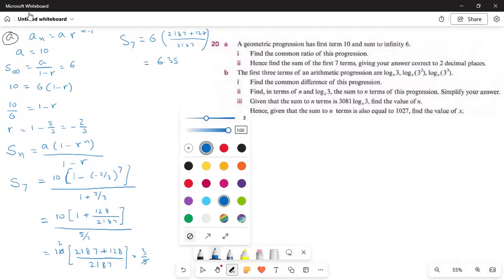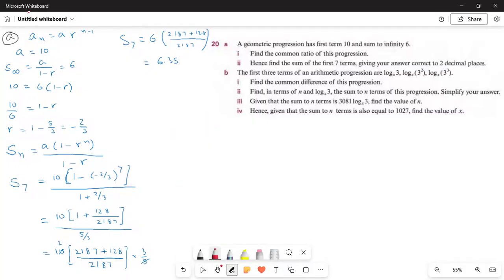Now let me do part B of this problem. Okay, this is interesting. The first 3 terms of an arithmetic progression are this, this, this. So this is an arithmetic progression.